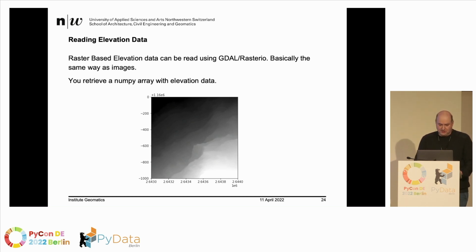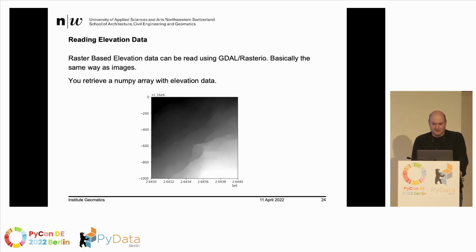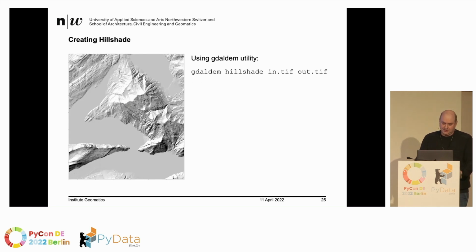What I usually do if I have such an array is create a so-called hillshade. There is the GDAL-DEM utility. You can just call GDAL-DEM hillshade, input TIFF or whatever format you have, and you get an output TIFF with a hillshade. You can have more parameters, like the direction of the sun, etc. But it's already nice to have such a thing. It's much better than such a thing here. Then you see actually some of the data.